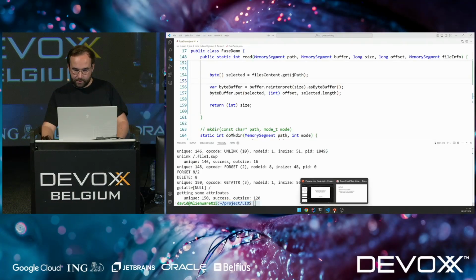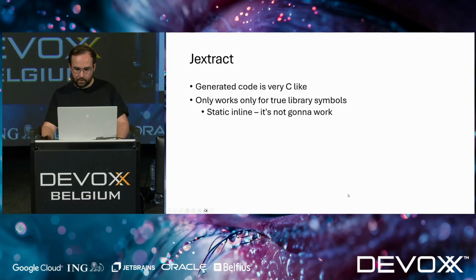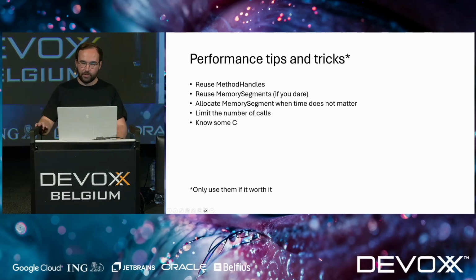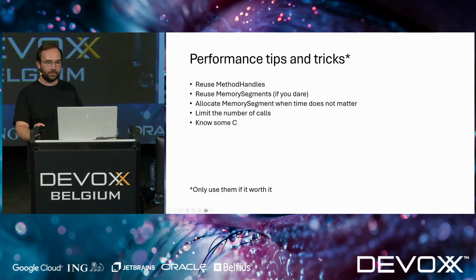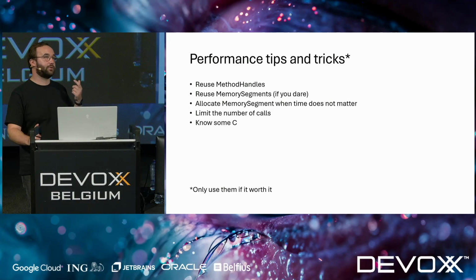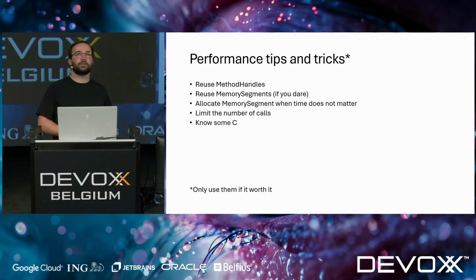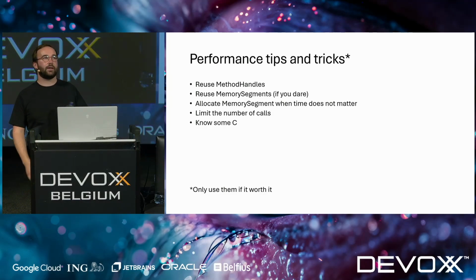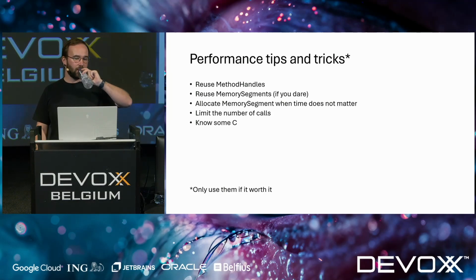So let me switch back to the presentation. Yeah, so before you go, I want to give you some performance tips and tricks. So one of the things you really want to do is to reuse those method handles. Recreating them, finding that symbol inside that library takes up quite some time. So if you can reuse those methods, it can really save you some time.